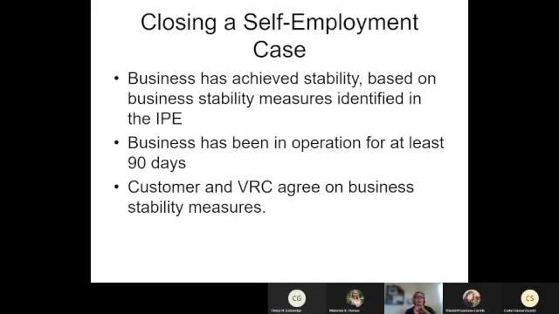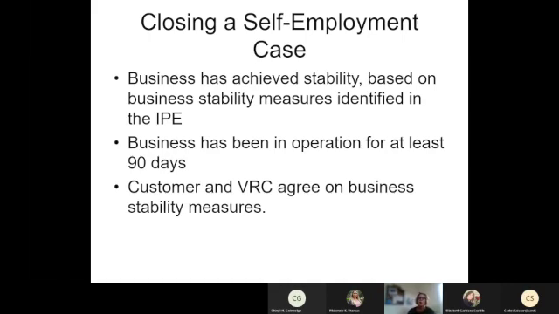measures are for wages. Sometimes people might be a beneficiary of Social Security, so they might at first be augmenting their benefits or putting it into a PASS plan or an ABLE account. Of course, the business has been in operation for 90 days. And again, the counselor and client agree on business stability measures.